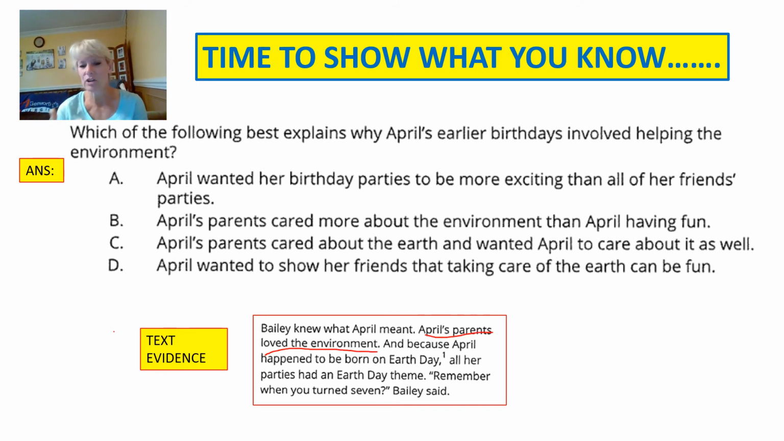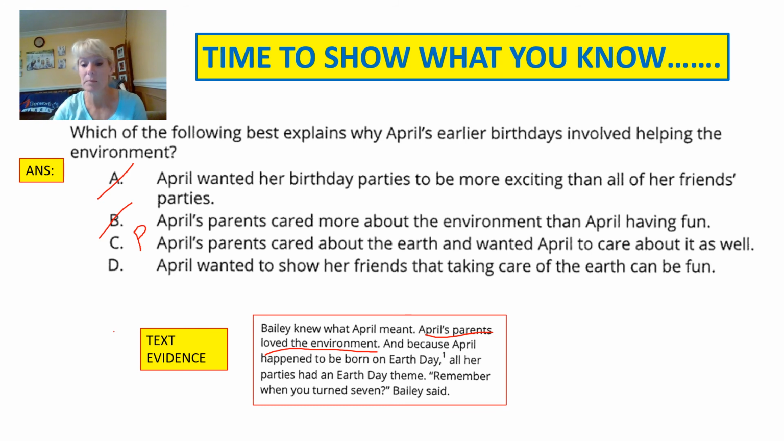So I notice here that it says that her parents loved the environment. So I'm looking for something that would support that. Letter A, April wanted her birthday parties to be more exciting than her friends'. I don't think there was anything that showed that. April's parents cared more about the environment than April having fun. I don't think that was the case either. April's parents cared about the earth and wanted April to care about it as well. That's supported here in the text evidence that I found.